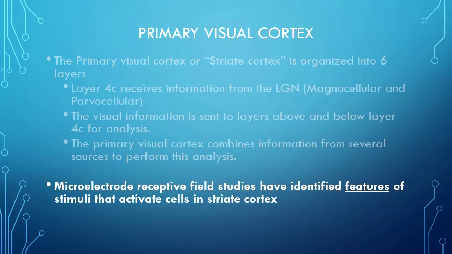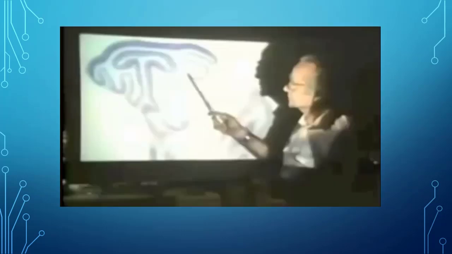Part of the reason that we know this is that there were some really early studies that show the different features that these cells in the primary visual cortex respond to. So let's look at that first before we move on.